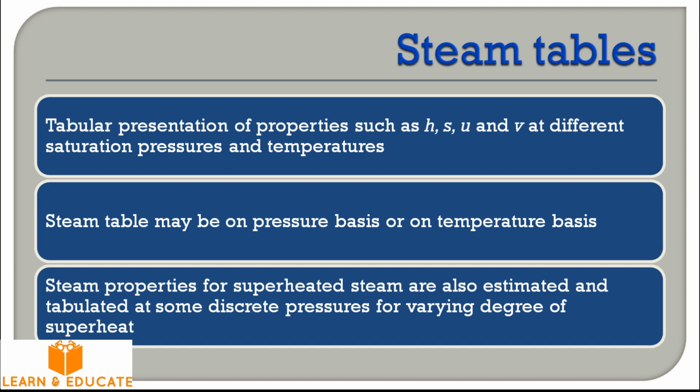So in steam tables, there are two different types of tables arranged for the liquid vapor mixture region, that is based on the pressure as well as based on the temperature. The steam properties for superheated steam are also estimated in the third section of the steam table and tabulated at some discrete pressures for varying degrees of superheat. So whenever the steam is situated at a temperature greater than the boiling point of water, then it is termed as superheated vapor, right? So there is a separate table, superheated vapor table.